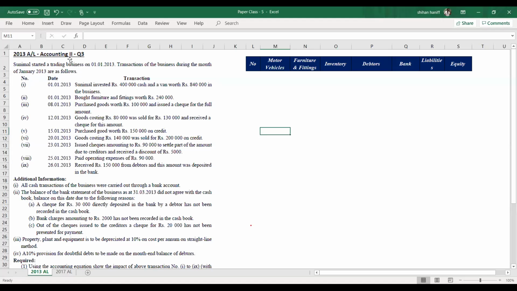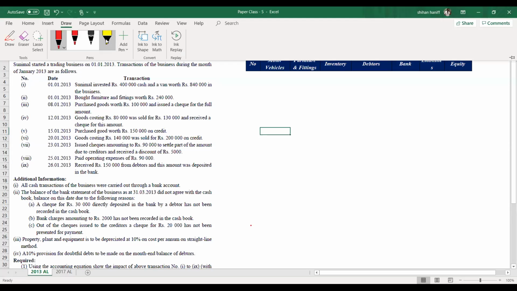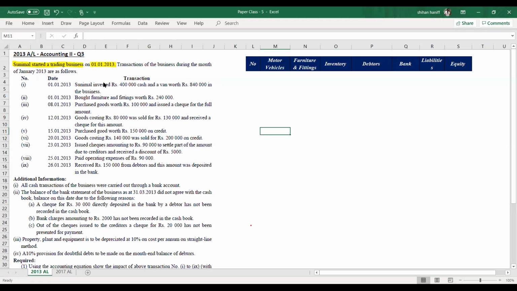2013 A level, question number 3, part 2. Sunimal started a trading business on 1st of January 2013. So we have the transactions for January 2013. There are 9 transactions. Additional information: all cash transactions of the business were carried out through a bank account. The balance of the bank statement of the business did not agree with the cash book balance due to the following reasons.